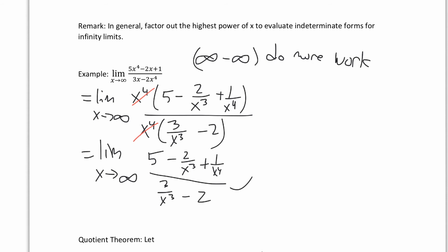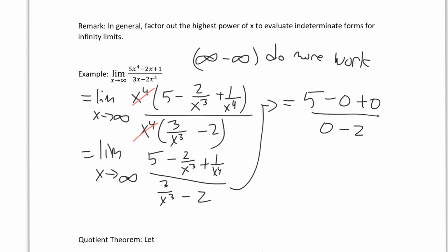All right, well, let's try to plug in the limit. 2 over x cubed, that's going to give us a 0 because x is approaching infinity. 1 over x to the 4, that's going to be a 0. And the limit of 5, of course, is just 5. So 5 minus 0 plus 0. In the bottom, 3 over x cubed is going to be 0. So I've got 0 minus 2. So I have 5 over negative 2, or negative 5 over 2. There's my answer.